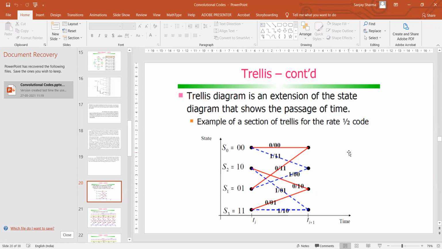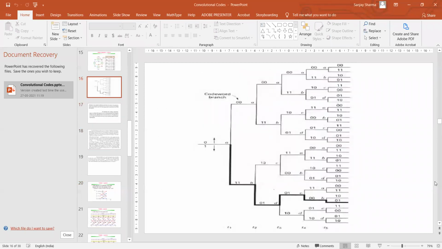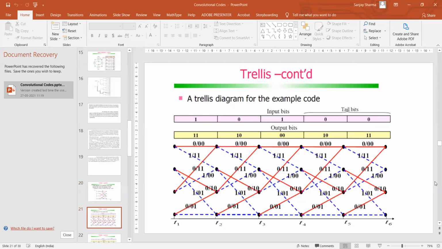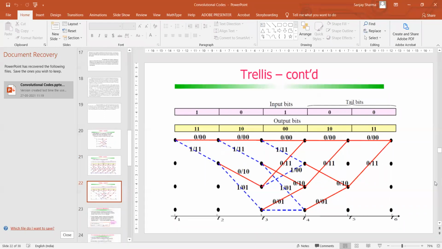Good morning to all of you. Let us now discuss the remaining part of the convolutional codes. So I was discussing the trellis diagram, and I will explain once again how the trellis diagram is drawn with the help of an example.